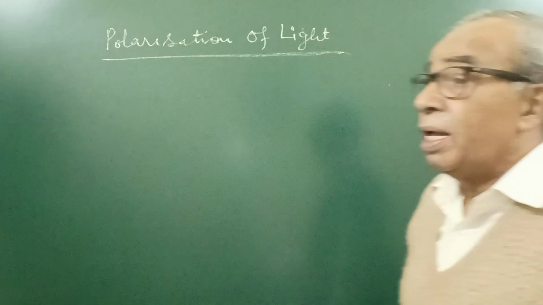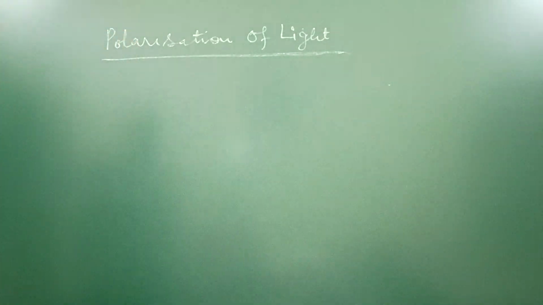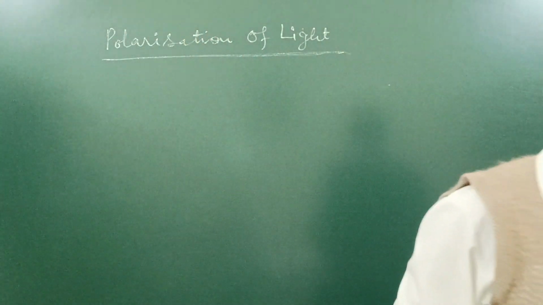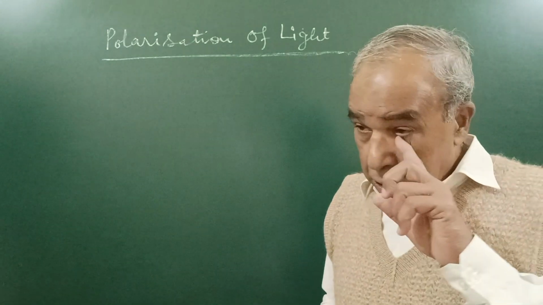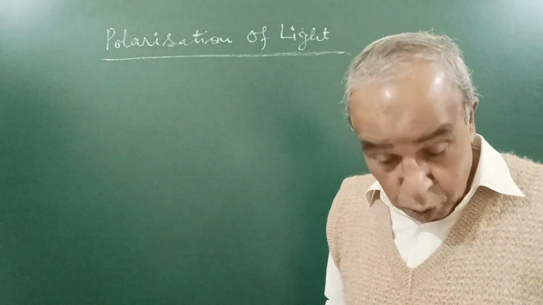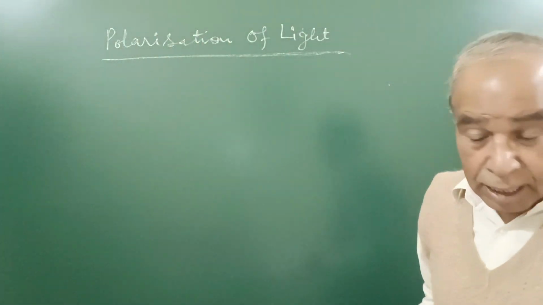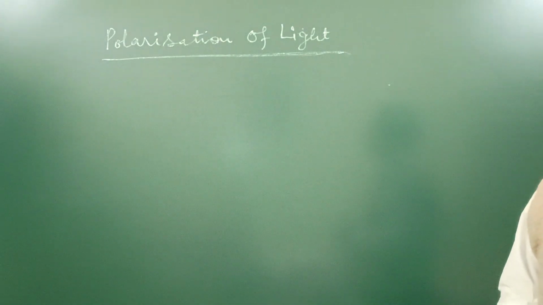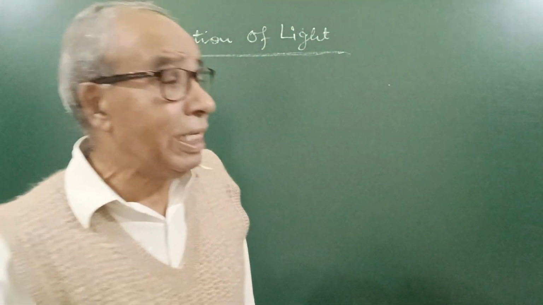First of all, we have to understand the meaning of polarization. What is polarization? If we have a mixture of a variety of things, or only two types of things mixed together, and we make them get separated, one type on one side, the other type on the other side, then it means polarization.